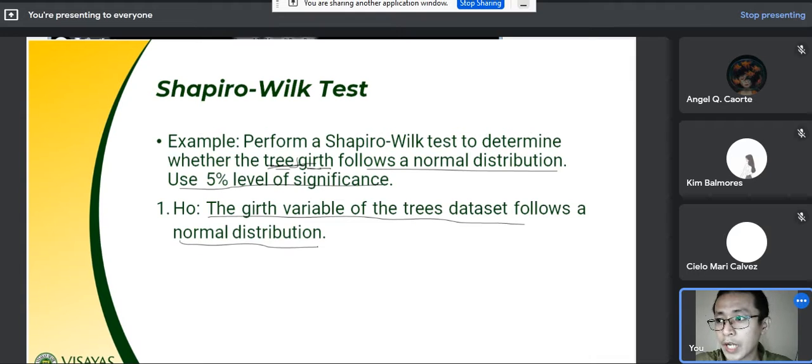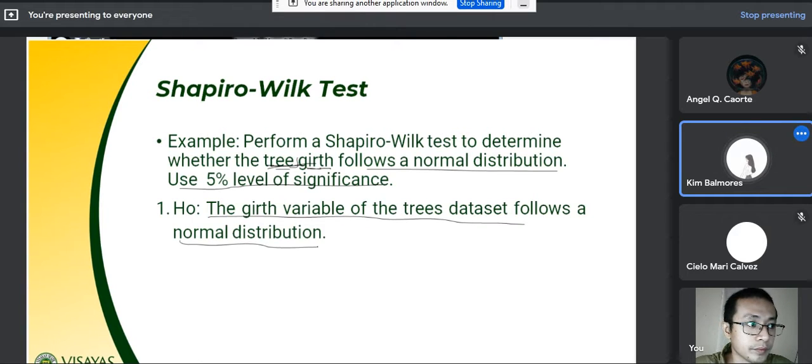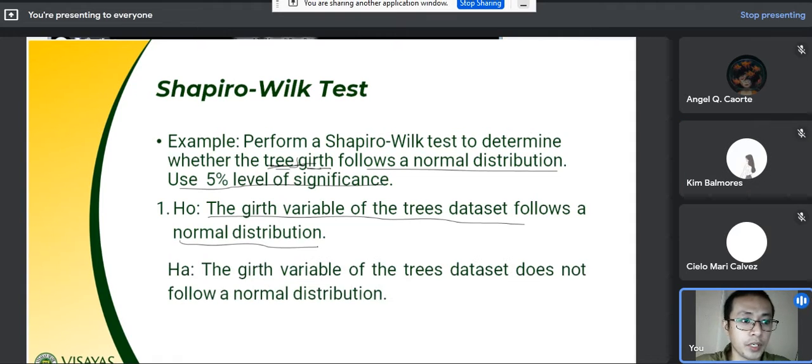And then of course, how will you state our alternative hypothesis? If you were tasked to state the alternative hypothesis for this problem. Okay, that's right. The girth variable of the trees dataset does not follow a normal distribution. So with that statement, you are now ready to take the next step. The next step is to identify the level of significance used in this problem. So what is the level of significance used in this problem?